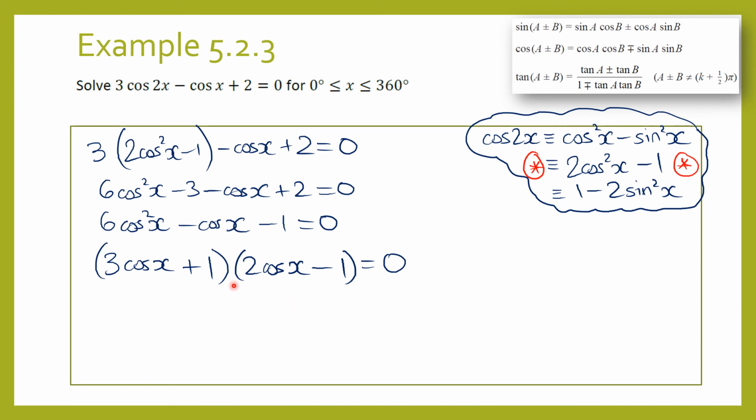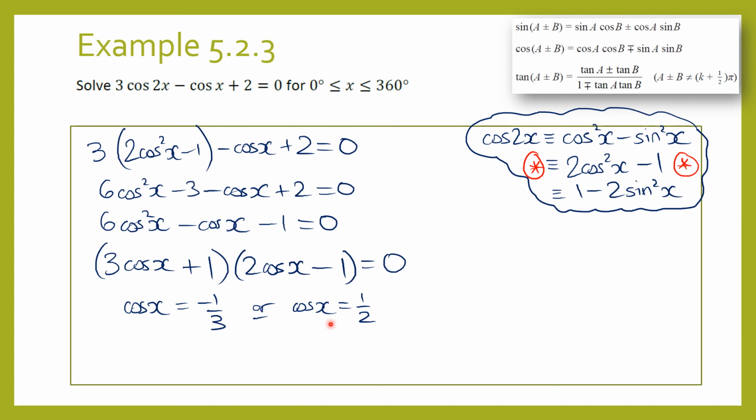Now that we've factorized and it equals 0, that means one of the factors must be 0. If the first factor was 0, that would mean cos x is minus a third, because 3 multiplied by minus a third plus 1 gives you 0. What if the second factor was 0? By the factor I mean this whole bracket. If that was 0, then cos x would equal a half.